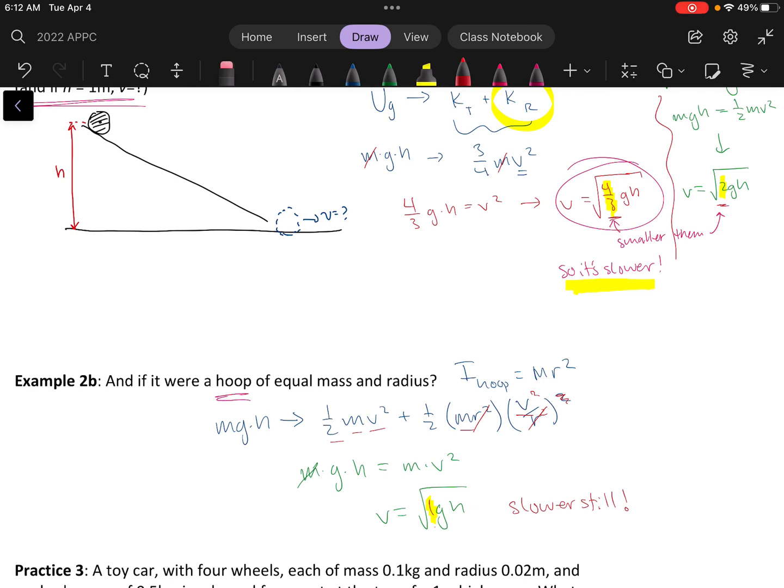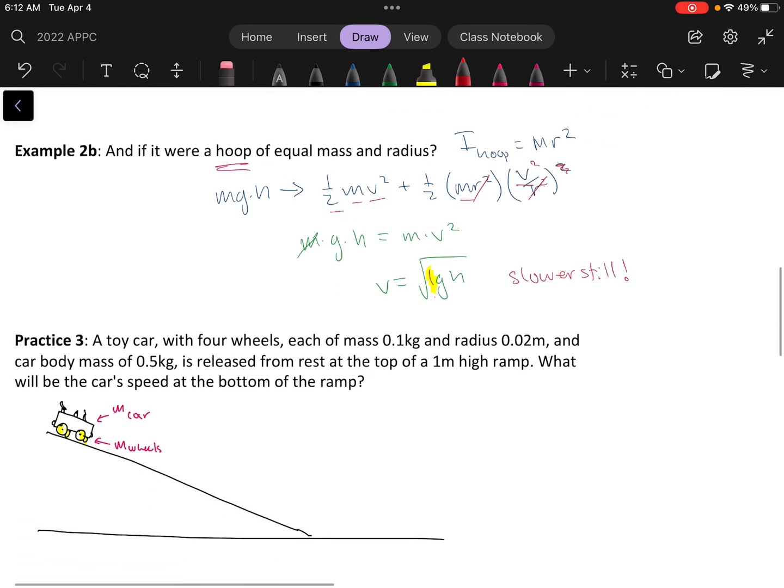Now, let's take a look at the setup of one more example problem here. This example is something that's kind of straight out of an AP question, where there's a toy car with 4 wheels. Each wheel has a mass, and each wheel has its own radius, and the car has a mass of that. And we want the body to be released from rest at the top of a ramp. What will the car's speed be at the bottom of the ramp?